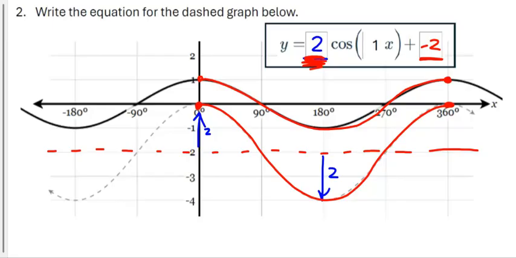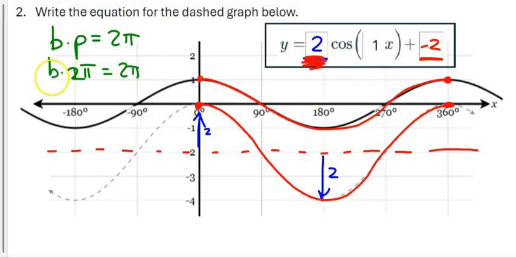Just like problem 1, B times P is equal to 2 pi. The period is 2 pi, or 360. And looking for the B value, that's times 2 pi gives me 2 pi, so B is going to be 1. That's why this number here is 1.